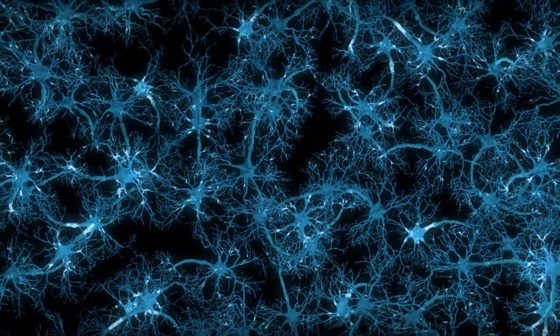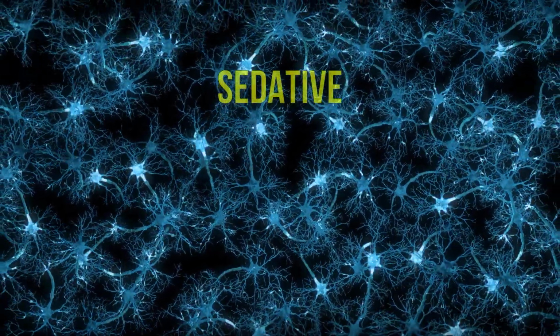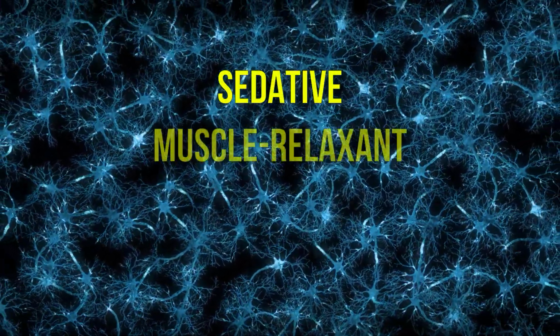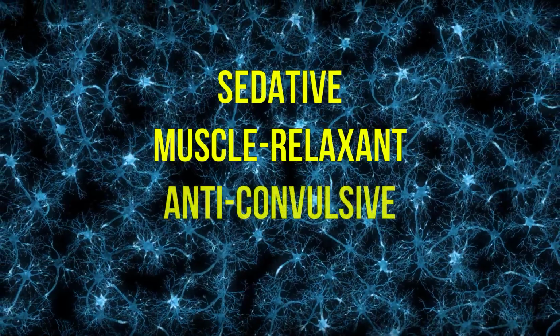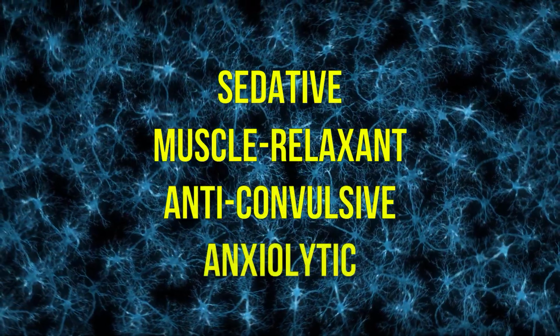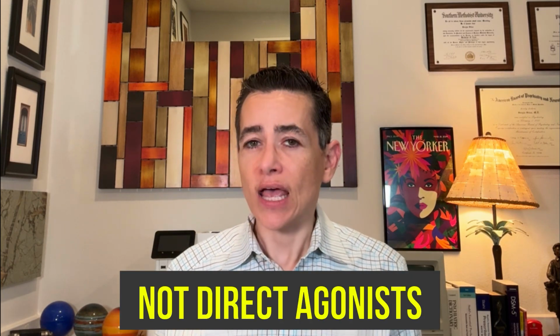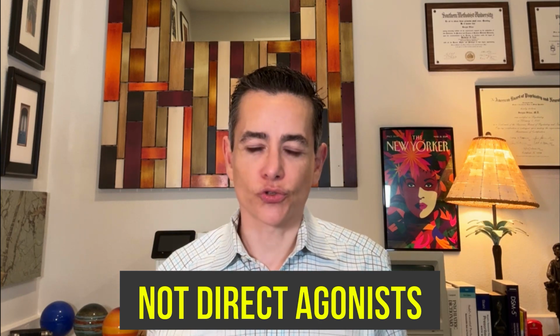So the neuron won't fire as frequently. And that leads to all of the effects, the sedation and the muscle relaxant and the anticonvulsant and the anxiolytic, anxiety-reducing effects of these types of medications that increase GABA. The important thing there is that because benzodiazepines and medications like Ambien don't stimulate the receptor directly, they're not agonists, they're much safer in overdose.